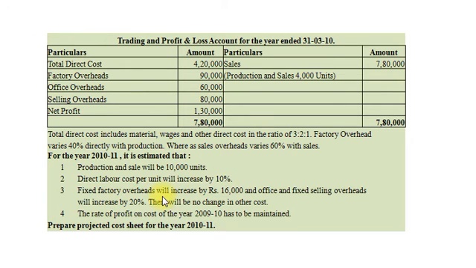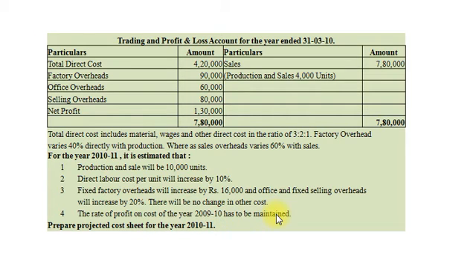Now fixed factory overhead will increase by rupees 16,000. Office and fixed selling overheads will increase by 20%. Dear students, whenever you give increase or decrease effect in fixed overheads, remember, always give in total amount, not per unit. There will be no change in other cost, and the rate of profit on cost of the year 2009-10 has to be maintained.